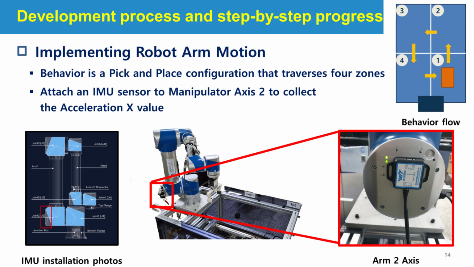The robot arm motion implementation is shown below. Based on the motion flow shown on the right, we set up a pick and place that traverses 4 zones. The acceleration values were collected by attaching the sensor to the second axis of the manipulator, as shown in the image below.